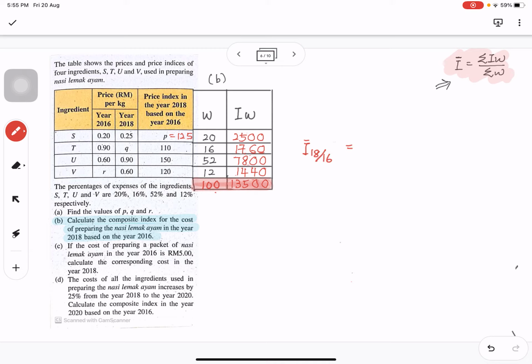So for this one, we are going to calculate the composite index for the year 2018 based on 2016. So what is the summation of IW? Here. So 13500 divided by summation of W, which is equal to 100. So the composite index of 2018 based on 2016 will be equal to 135. Okay, done.